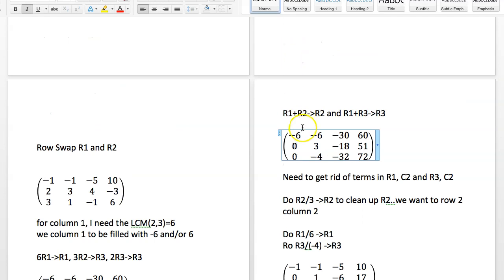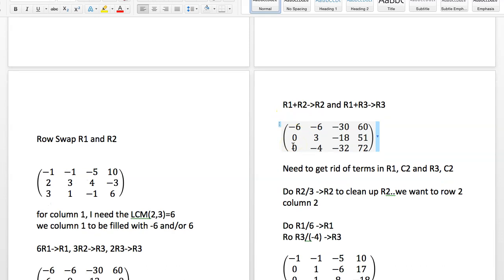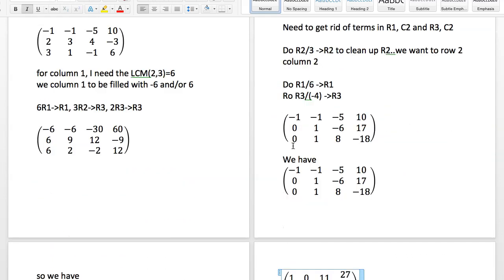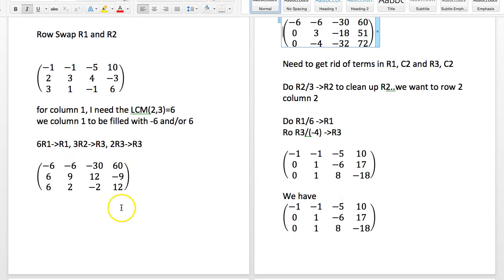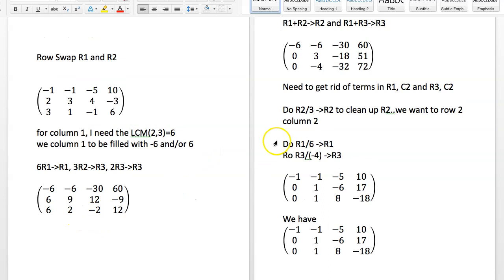Word has strange ways. So row 1 plus row 2, if we add those, I need these in my same view. Thanks a lot, Word. Okay, Word, how I hate thee. Okay, go back. It's like Word wants me to hate it.